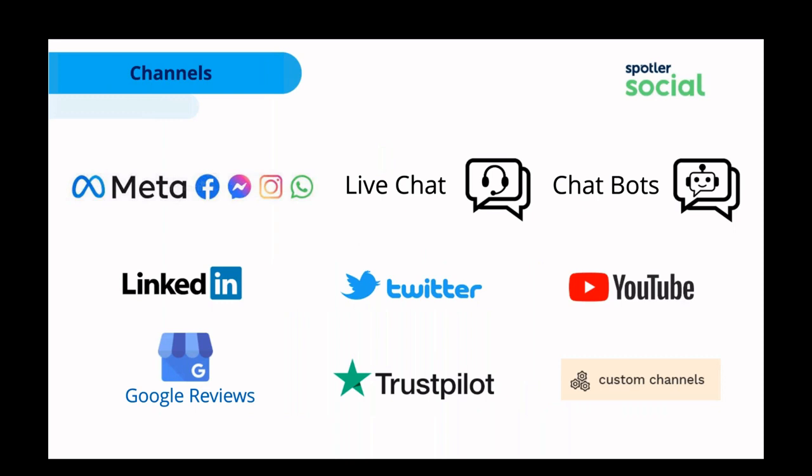So the channels that the social media platform SpotlerUK includes is all the Meta channels, WhatsApp for Business, Instagram, Facebook, live chats, chatbots. We also have a chatbot platform that we're going to be offering a webinar on in a few weeks' time, LinkedIn, Twitter, YouTube, and review sites, Trustpilot and Google reviews as well. Some clients are also integrating their own channels via the APIs.